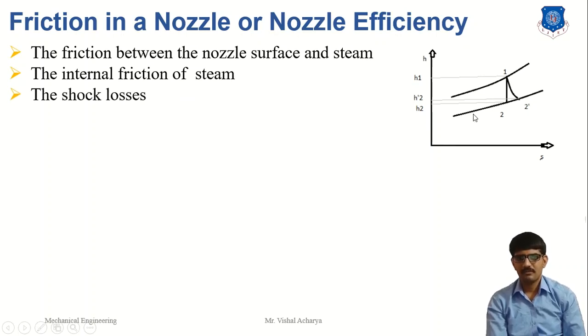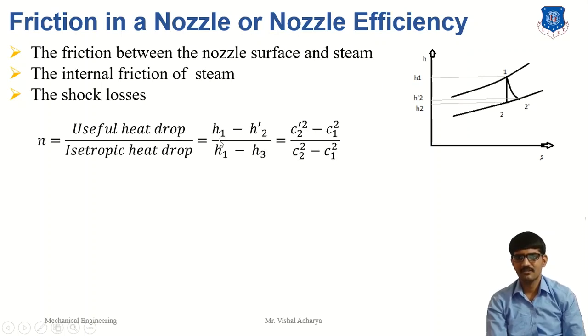To find the nozzle efficiency, the isentropic heat drop is H1 minus H2, and the actual heat drop is H1 minus H2 dash. The H1 minus H2 dash value is less than H1 minus H2. So the nozzle efficiency is H1 minus H2 dash upon H1 minus H2. In terms of kinetic energy, it is C2 square minus C1 square. This is the kinetic energy condition.